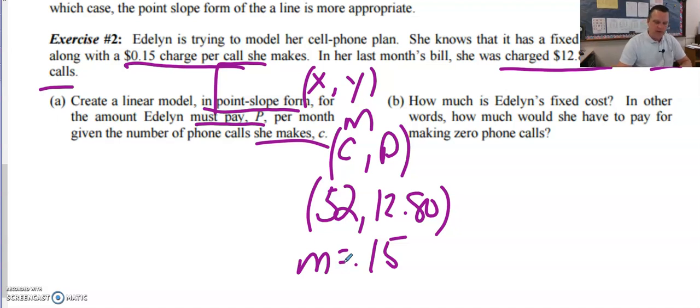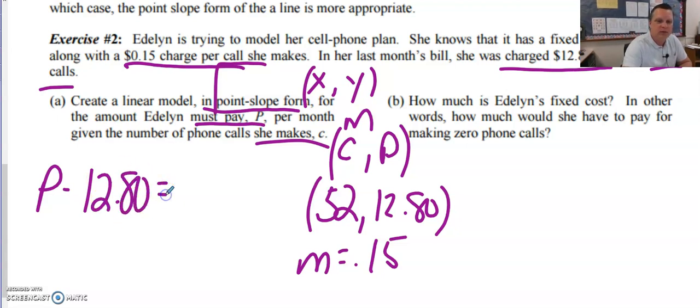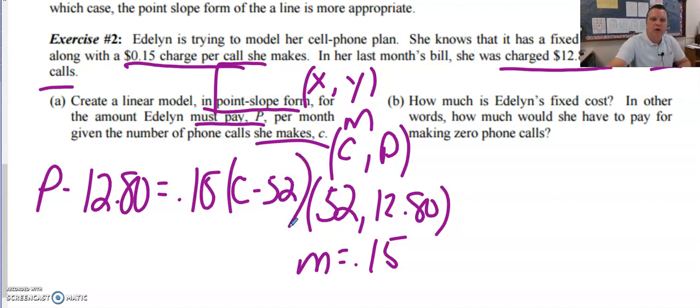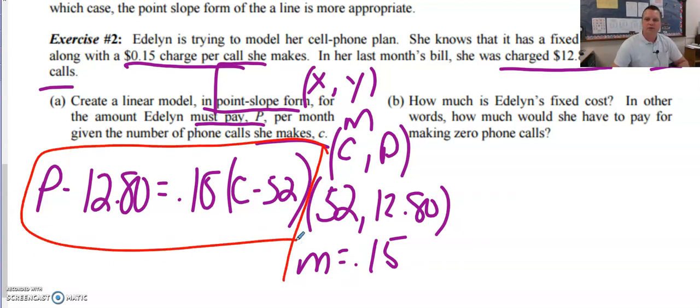So what we have here, instead of Y, we're using P. So we have P minus, since it's Y minus Y1, P minus 12.80 equals M, which is 0.15, times X, which is the C, minus 52. Okay? So I hope you're able to see that. I'll draw a line right there. This is the equation in point slope form. Okay? Let's do another break here.